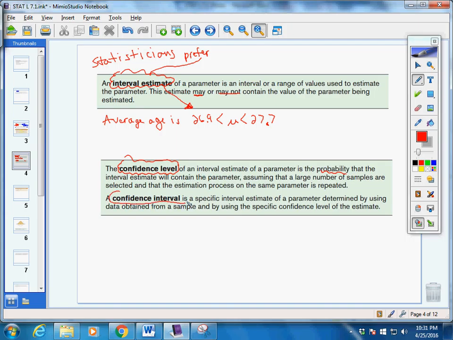A confidence interval is a specific interval estimate of a parameter determined by using data obtained from a sample and by using the specific confidence level of the estimate. When we talk about the confidence interval, that's where we're going to say things like with 90% confidence, or with 95% confidence, or with 99% confidence. And again, the more confident we are, the wider that interval is going to get. So we're going to focus on these confidence intervals to be able to make a statement saying we believe that with 95% confidence, that mean is going to fall between these two numbers.